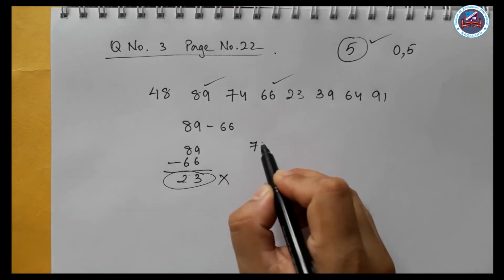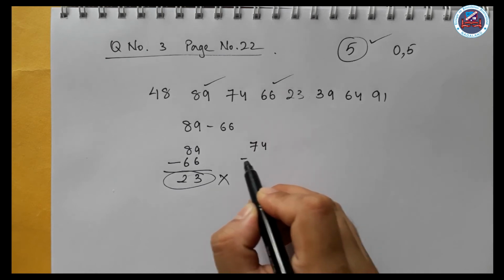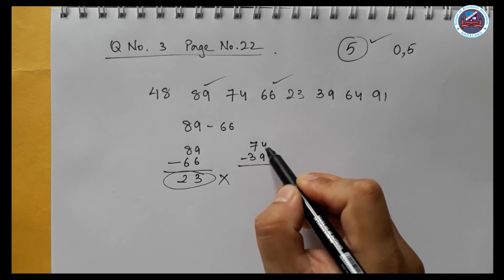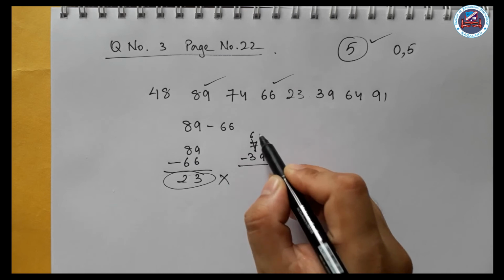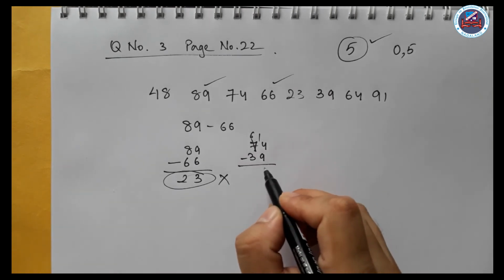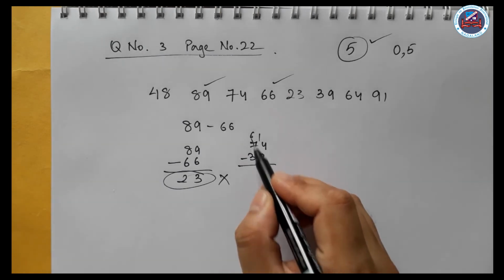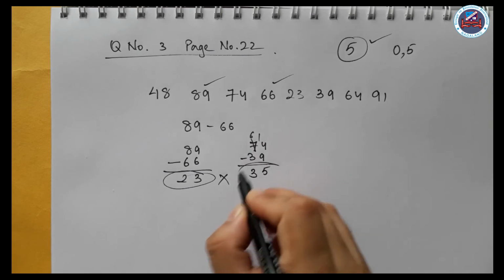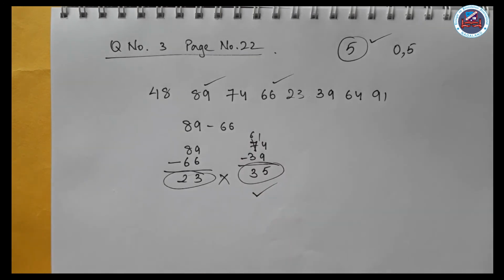Secondly, 74 minus 39. 4 minus 9. I cannot subtract 9 from 4, so I will borrow. So this will be 6. This will be 14. So 9 from 14 is 5. Now 6, if you subtract 3 from 6, you get 3. So 35 is a number which is divisible by 5.